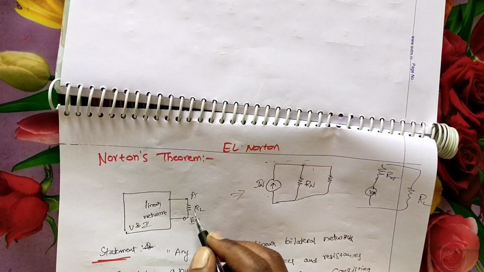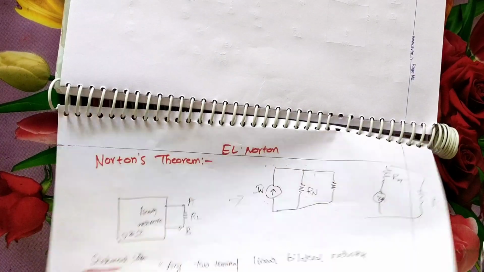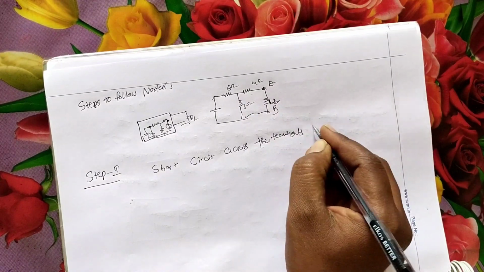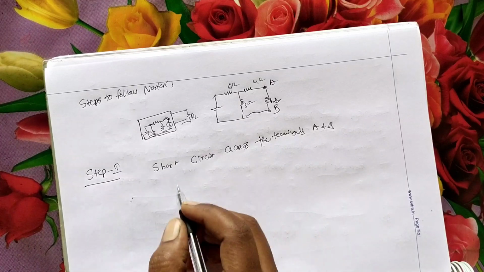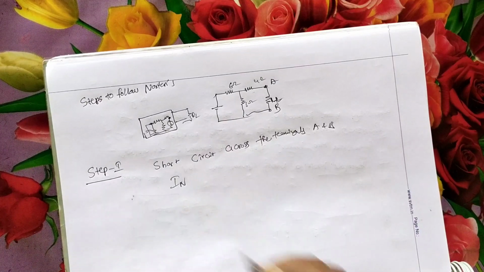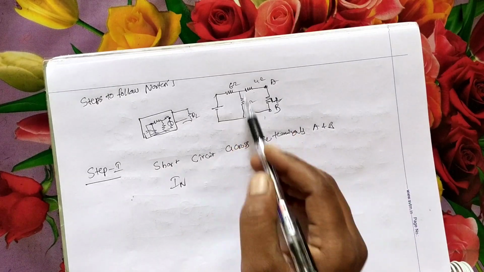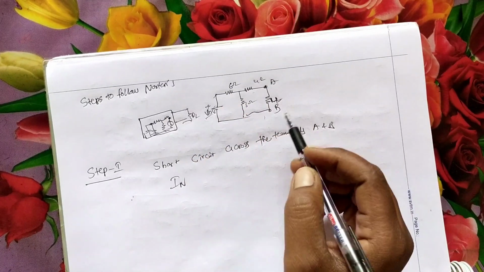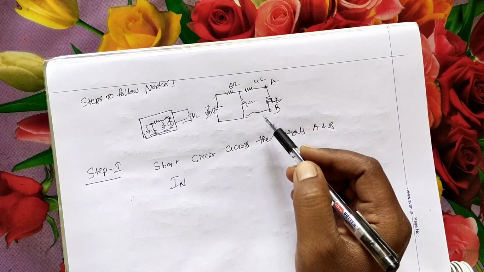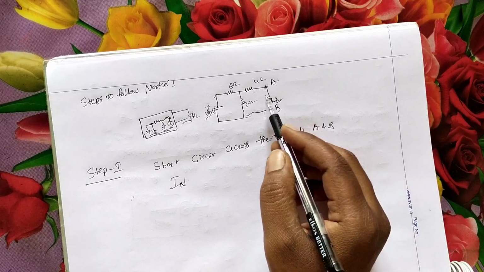In this, if we want to calculate current through RL, whatever be the resistance, short circuit across the terminals A and B and calculate current IN, Norton's current. Suppose the circuit is like that, plus and minus some voltage, 10 volts or 5 volts like this. We want to calculate current through the 1 ohm resistance. For that we have to calculate Norton's current. First, step 1 is to find Norton's current.